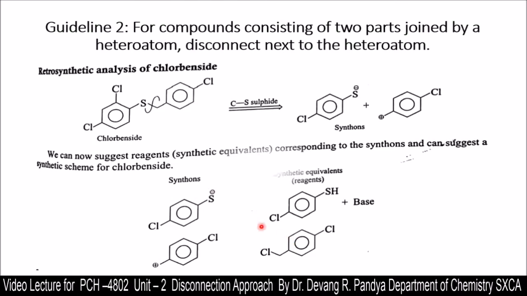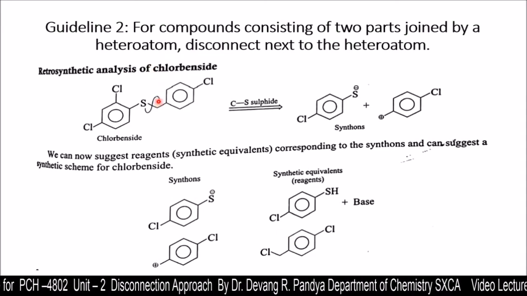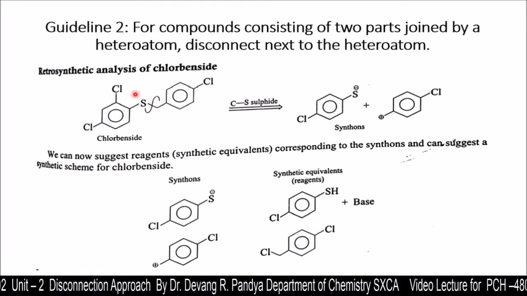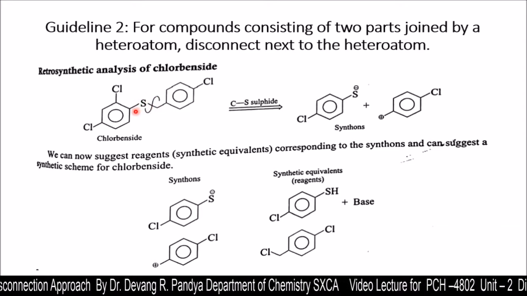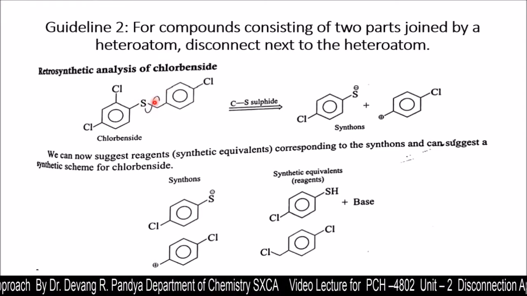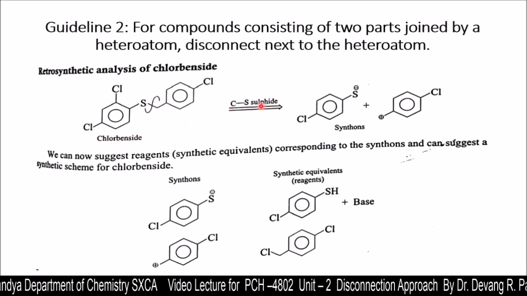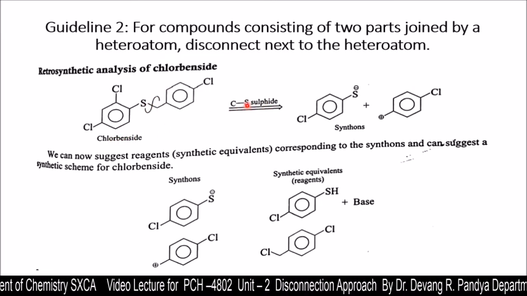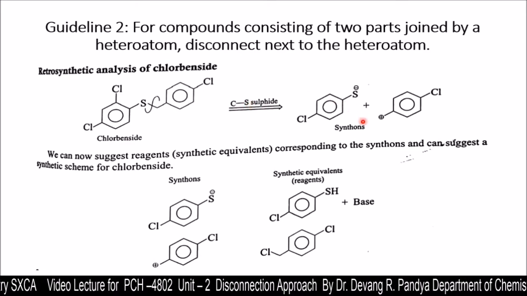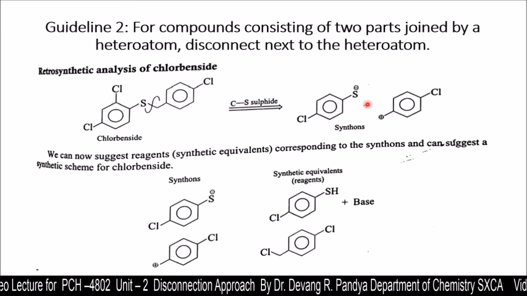So here you can see the retrosynthetic analysis. We put the wiggly line over here. We should not put it over here according to guideline 1. So we are using both guidelines together for chlorbenside. The C-S disconnection is put on this incline arrow, and these are the synthons we can obtain.